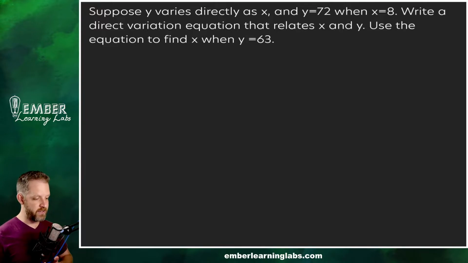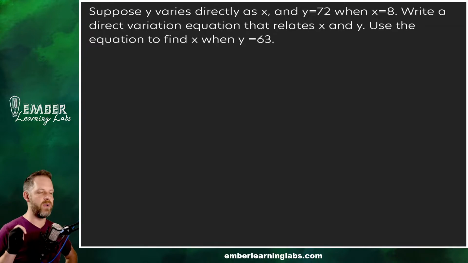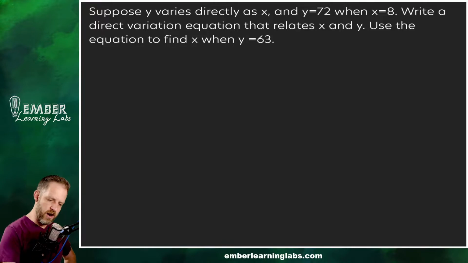Suppose y varies directly as x and y equals 72 when x equals 8. We're going to write a direct variation equation that relates x and y, and then we're going to use the equation to find x when y equals 63. So many things. We're going to break it down into basically three parts. It's not going to be hard. We got this. It's going to be easy peasy lemon squeezy. So we're going to start with the first part at the beginning.